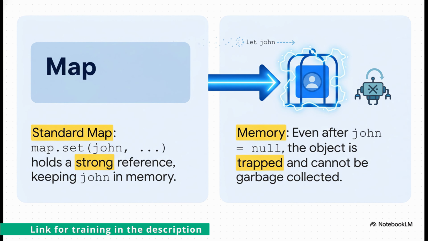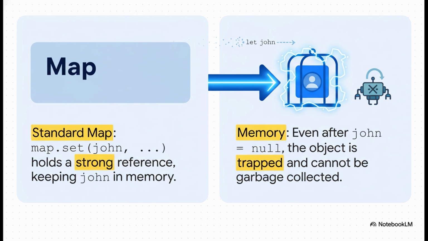Okay, check out this classic scenario. We've got an object, let's call it John. We stick it in a map as a key. Then, a bit later, we decide we're done with it, so we set our John variable to null. Now, you'd think that's it, right? Object's gone. But nope, the map is still holding on to it with what we call a strong reference. It's basically shouting at the JavaScript engine, hey, don't touch this, I'm still using it. So poor John is trapped in memory forever.